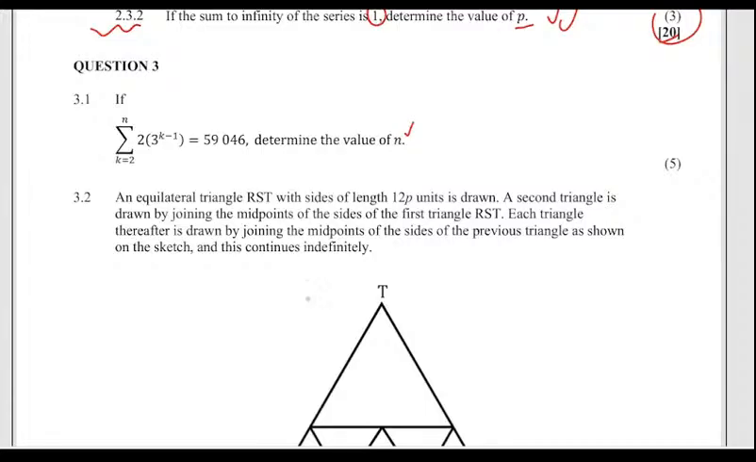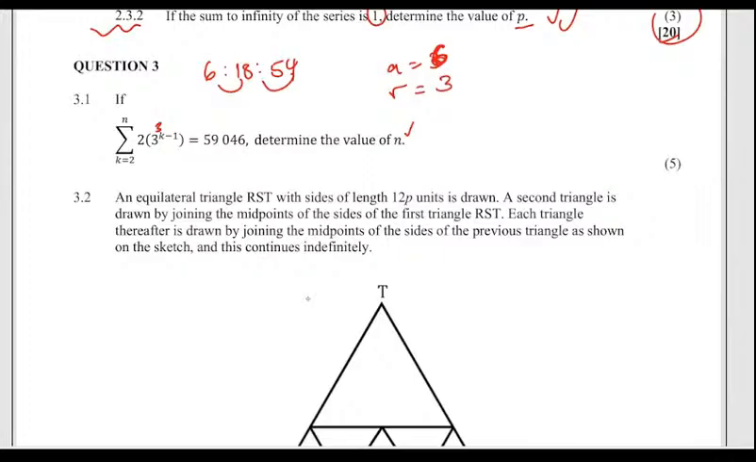Let's start by substituting. If k is 2, this is going to be 2 minus 1, which is 1, times 3, which is 6. Our first term is 6. If k is 3, that's going to be 9 times 2, which is 18. And if k is 4, that's going to be 27 times 2, which is 54. So you can see that this is a geometric sequence, whereby our a is 6 and our common ratio is 3.